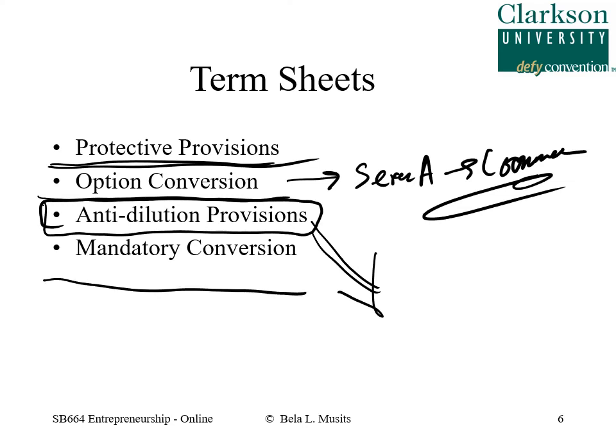Mandatory conversion basically says, and this was actually in the liquidation preference as well, or a different version of this, that if I'm getting back more than 5 times my money, all of my shares just convert to common shares. So that's not a biggie, but it's in every deal, and I just want you to be aware of it. So let's go on to the next slide.